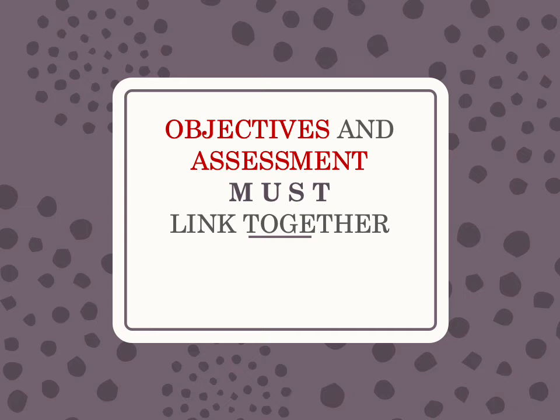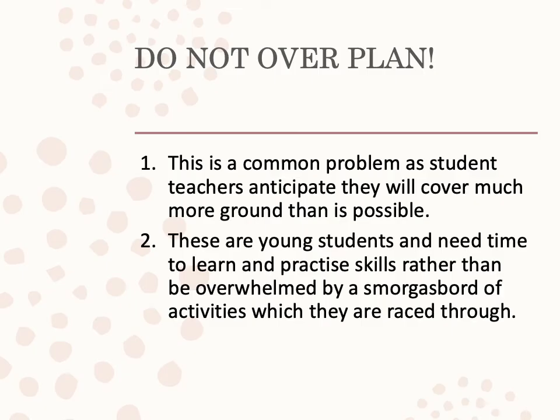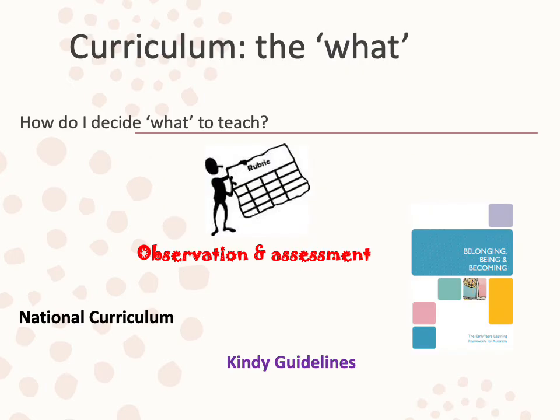Now, as we said, your objectives and your assessment must link together. So when you're doing your planning, you want to make sure that you're thinking ahead, but you're also constantly assessing. So don't go down the pathway that a lot of teachers do, where they really over-plan things. It's better to go a little bit deeper and to make sure that you are covering things well, rather than trying to do that scattergun approach and trying to cover too many things. They need to learn and practice their skills. Don't think they have to have something new every day and every moment. Let them rehearse things in different ways.